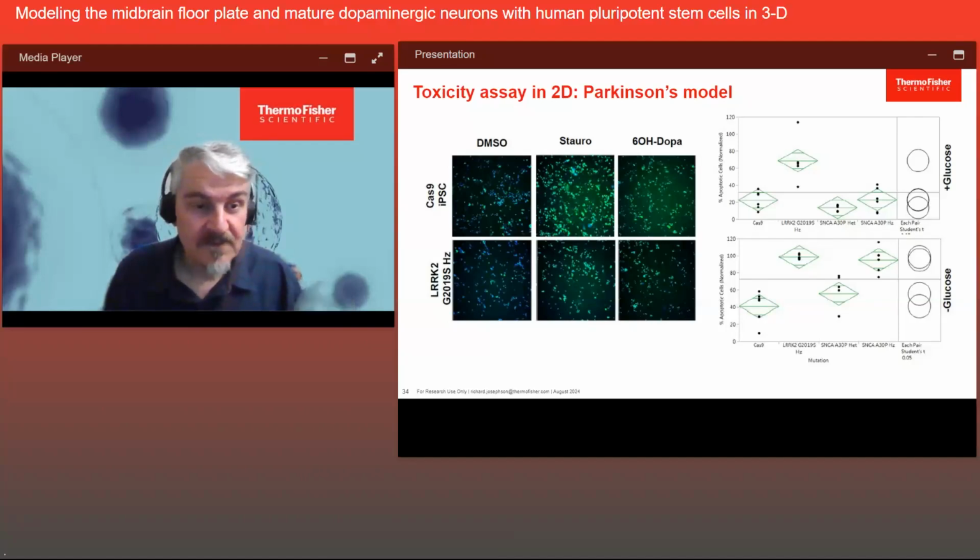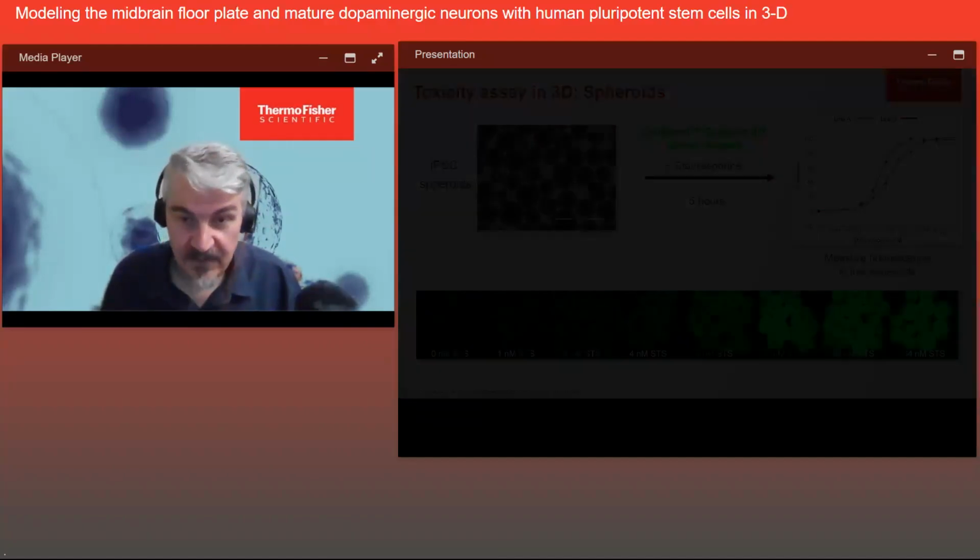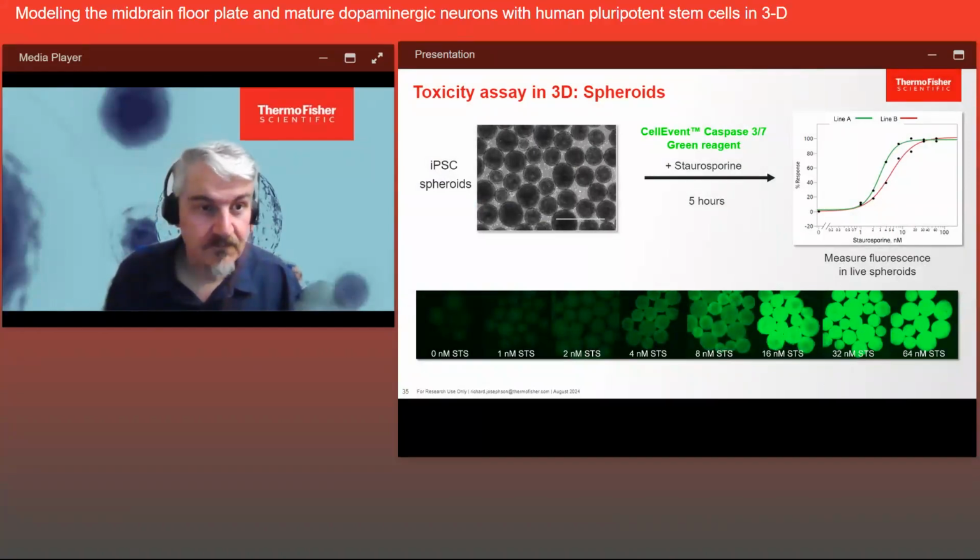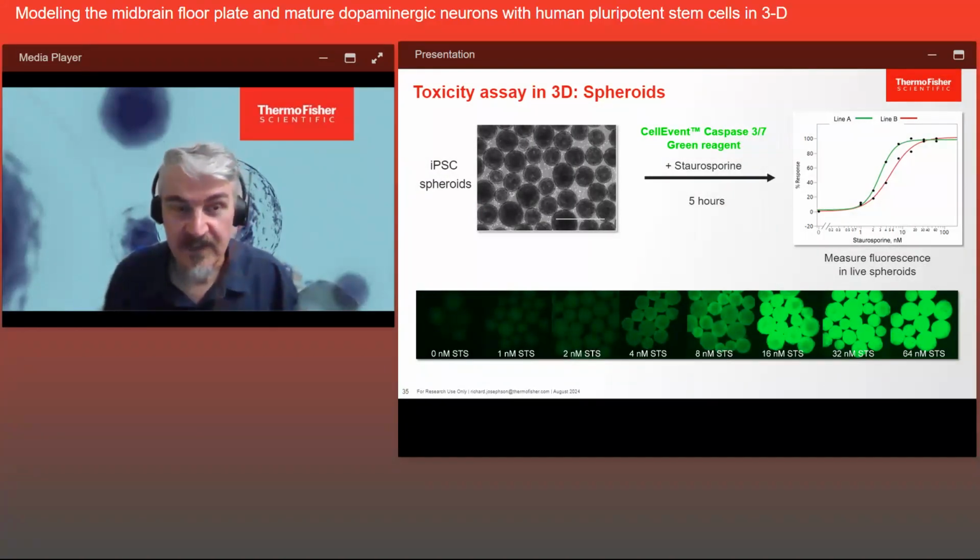Now, we're also using the same mutant and control lines to look at cell death in 3D generated organoids. But our first 3D test was to grow out the PSC spheroids. And then we exposed these to various doses of the toxin staurosporine, which triggers apoptosis, in the presence of the CellEvent probe for 5 hours.